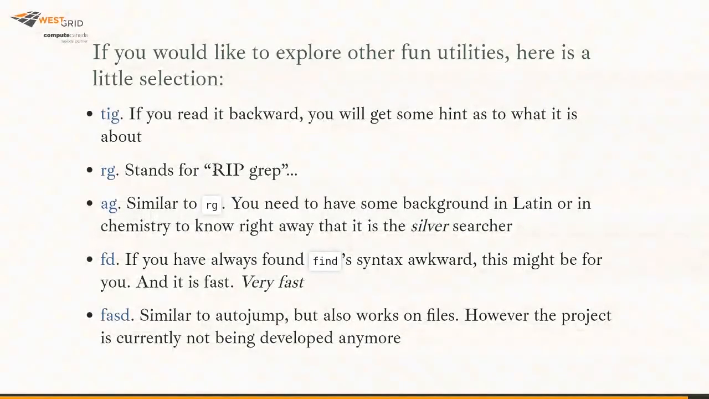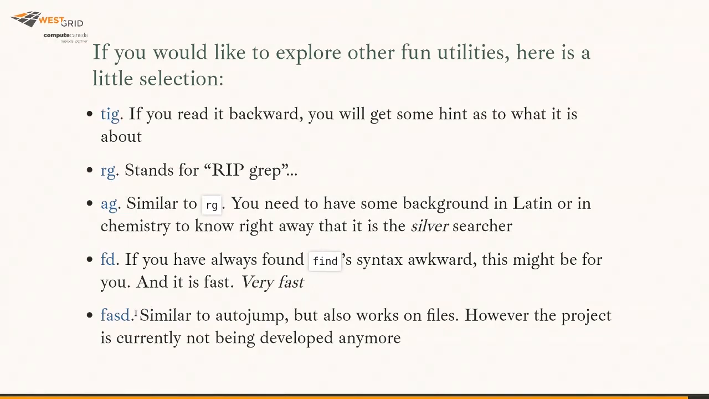RG, for ripgrep, is an alternative to grep. And AG is a similar tool. They're both extremely fast, extremely convenient. FD is an alternative to find. It doesn't have find's very awkward syntax. The syntax is much more intuitive, and it is extremely fast.